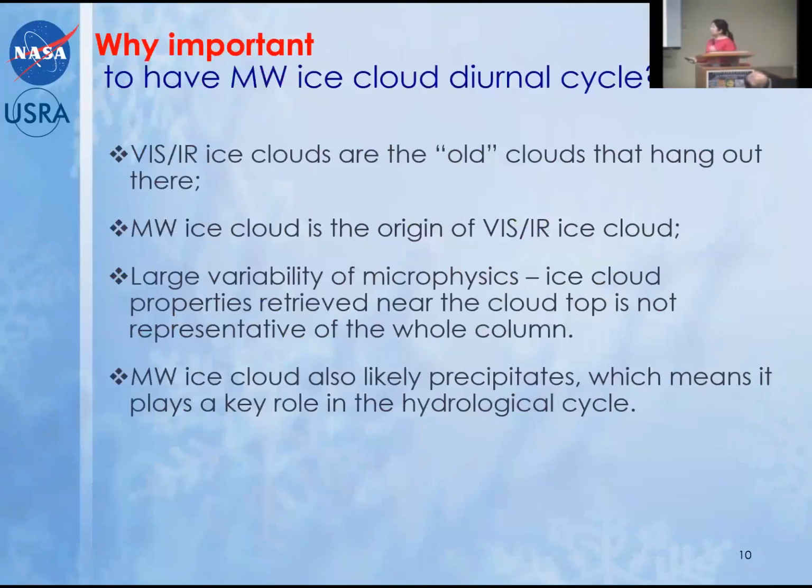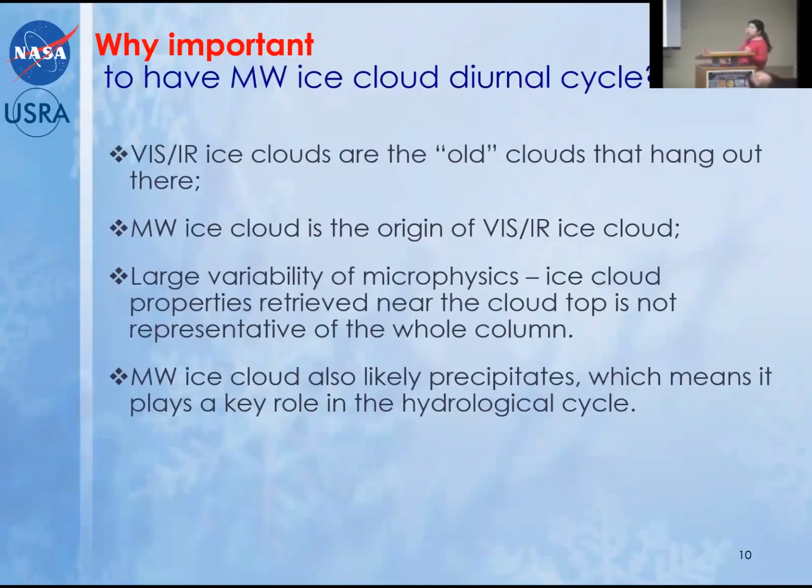So now let's talk about why it's important to have the microwave. Because usually when you consider the energy budget, you only consider the cloud top. But where does this visible and infrared observed ice cloud come from? They actually come from the cloud that microwave is sensitive to. Microwave observed ice cloud is the origin of the visible and infrared sensed cloud. They are just the old cloud that hang out there.